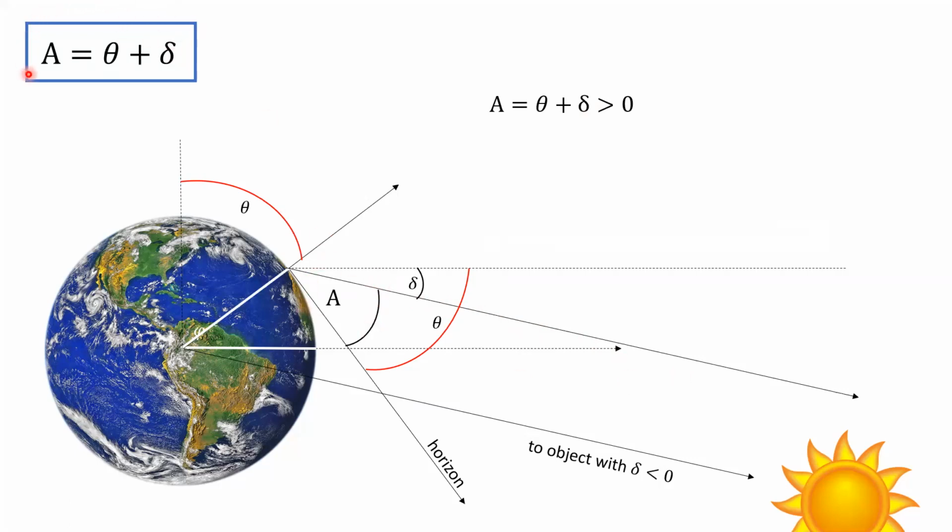This is the equation that we'll be using in the spreadsheet. You just need to know your co-latitude, which is 90 minus your latitude, and you need to know the declination of the thing that you're talking about. Let's do that now in the spreadsheet.